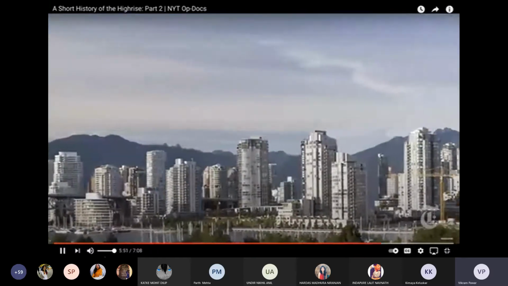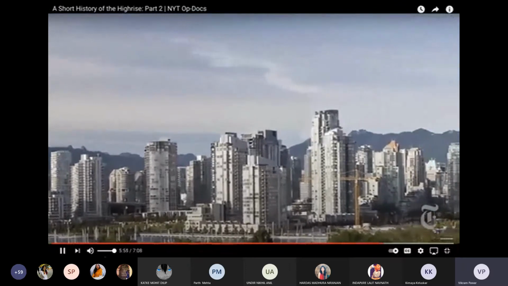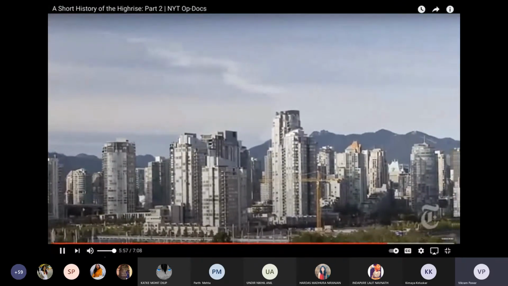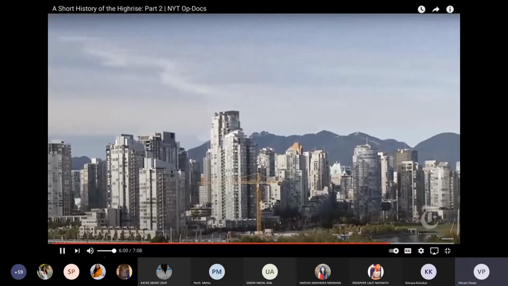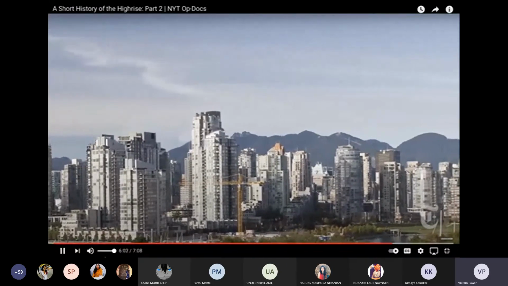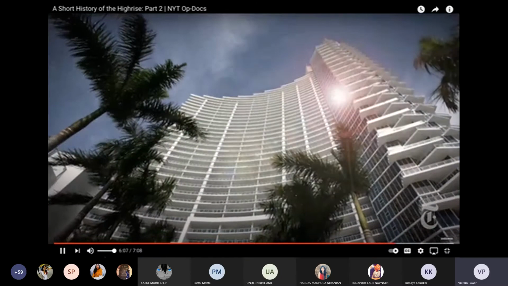Towers made of glass rise, and with them, another ideology takes center stage. Housing is no longer built as a tool for social equity and equilibrium. It's now a financial instrument of market capitalism. They call it the condominium.